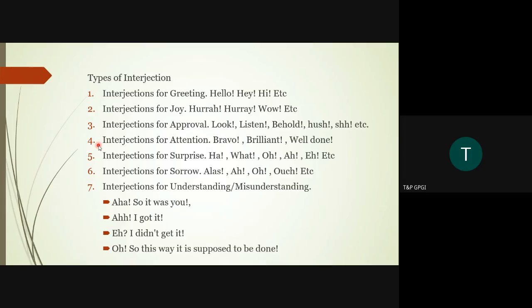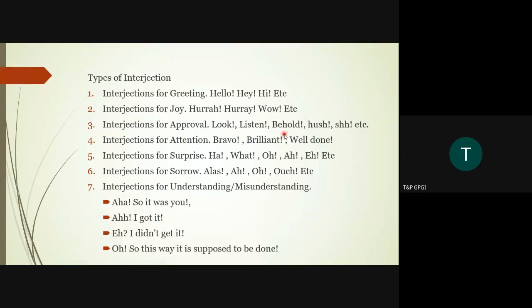So there are different interjections for different emotions, like interjection for greeting, joy, approval, attention, surprise, sorrow, or understanding or misunderstanding. Greeting interjection goes with, for example, hello, hey, hi. Joy: hooray, hurrah, or wow. Approval means look, listen, behold, hush, or shh. It goes like that.